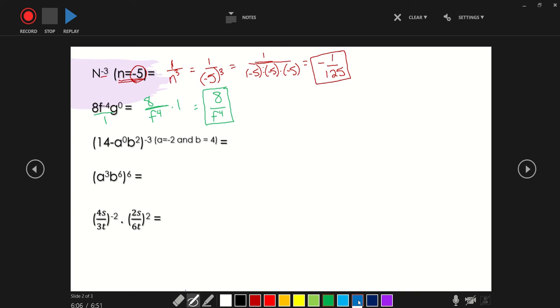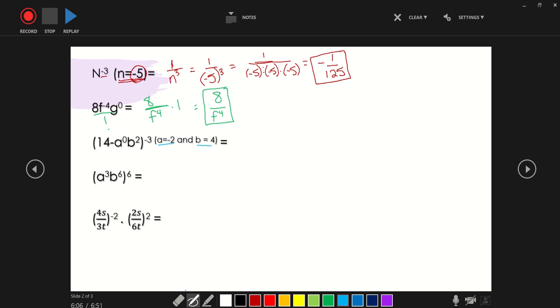Now, let's do this one. This one is 14 minus a to the 0 power b to the 2nd power to the -3rd power. And it's saying that a is equal to -2 and b is equal to 4. So what we're going to do first is we have to think PEMDAS in this. Everything we kind of have to think PEMDAS.